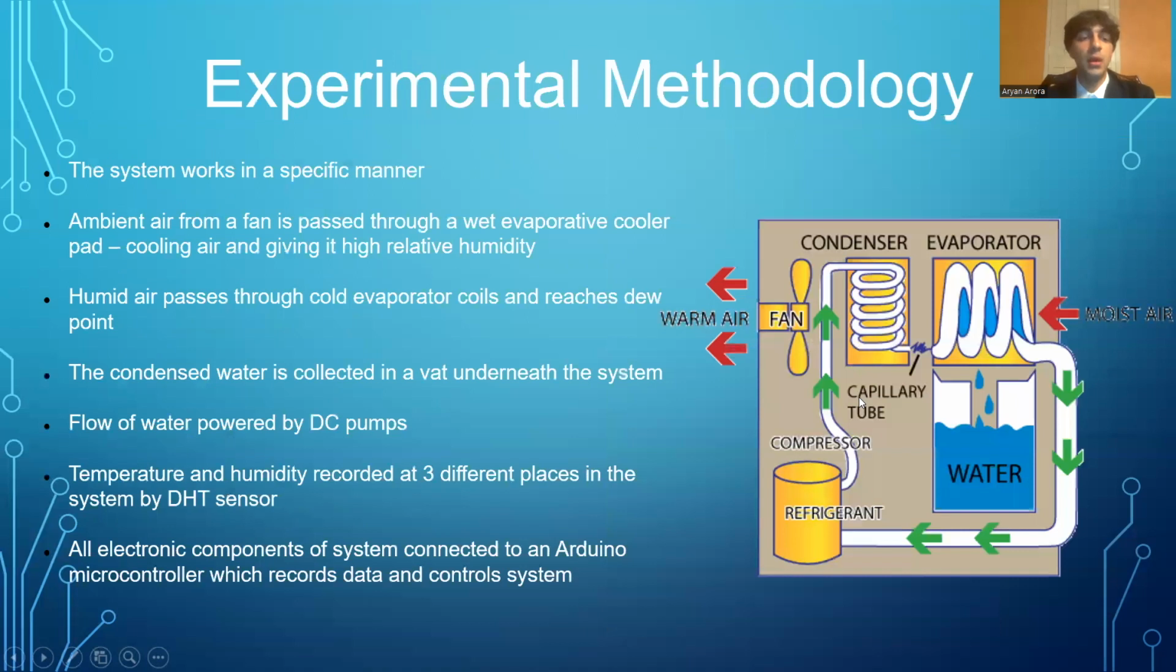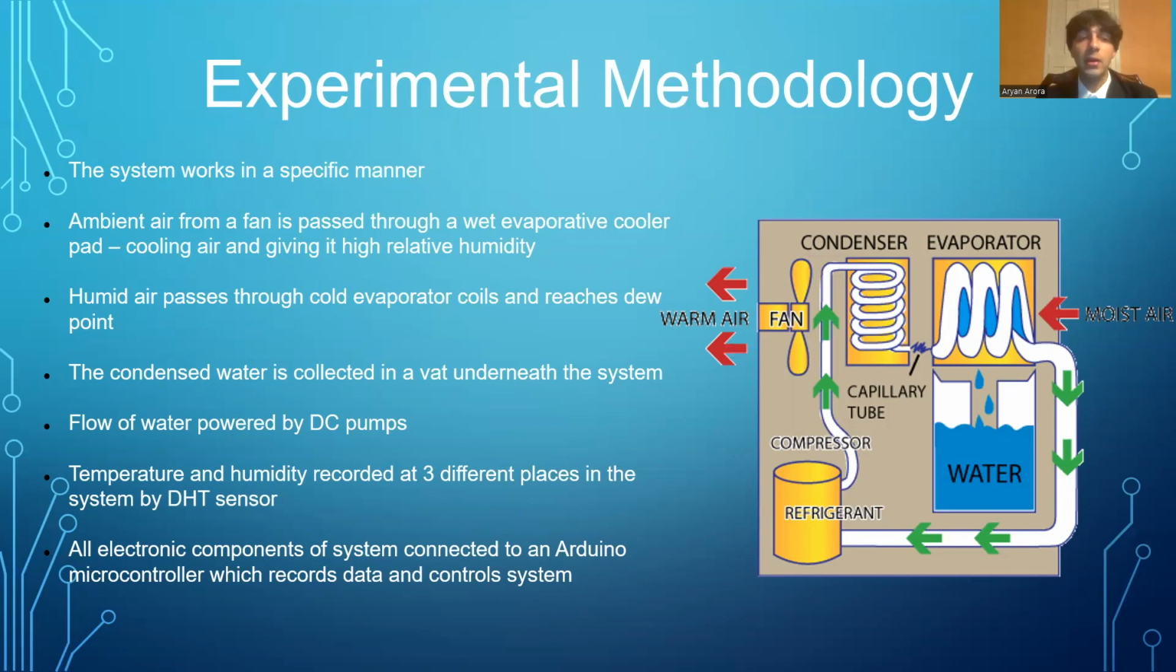And so this system works in a specific manner. Well, ambient air from a fan is passed through a wet evaporative cooler pad, which humidifies and cools the air, making it reach high levels of relative humidity. And a container filled with water is then placed underneath the cooling pad. And a DC pump placed in the container pushes water through vinyl tubing that runs over the pad, dripping water through the holes and back into the container. And this is what makes the pad wet, basically.